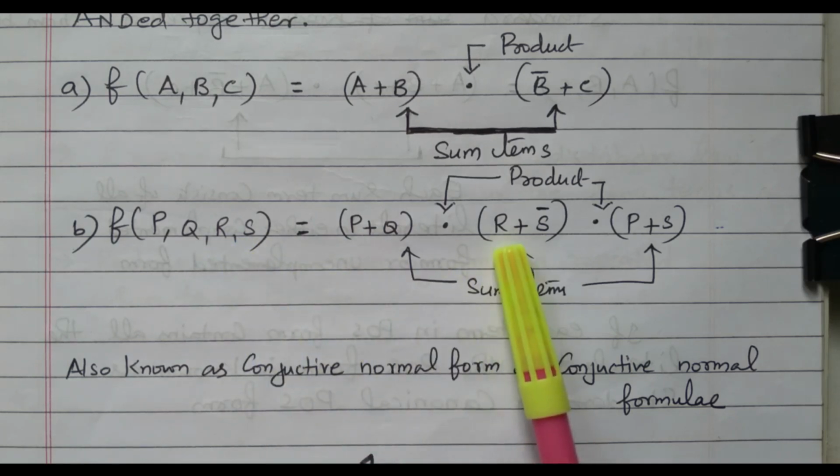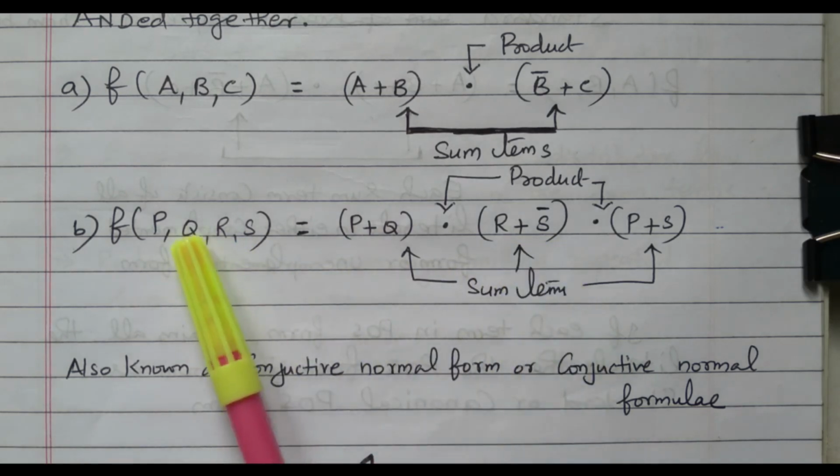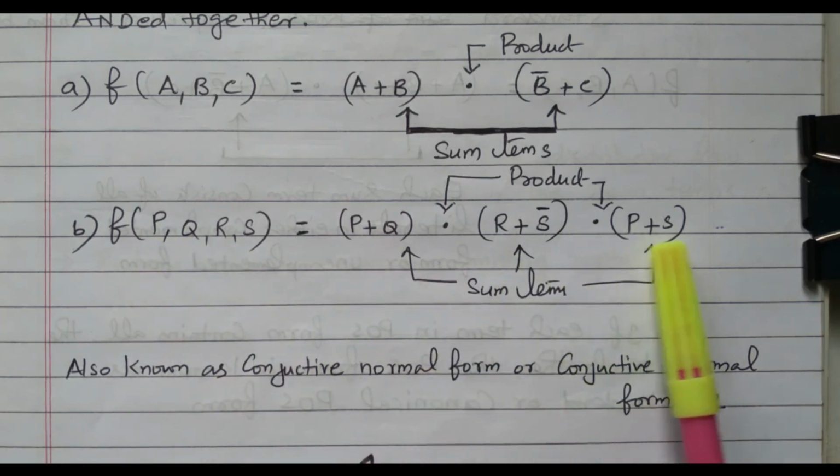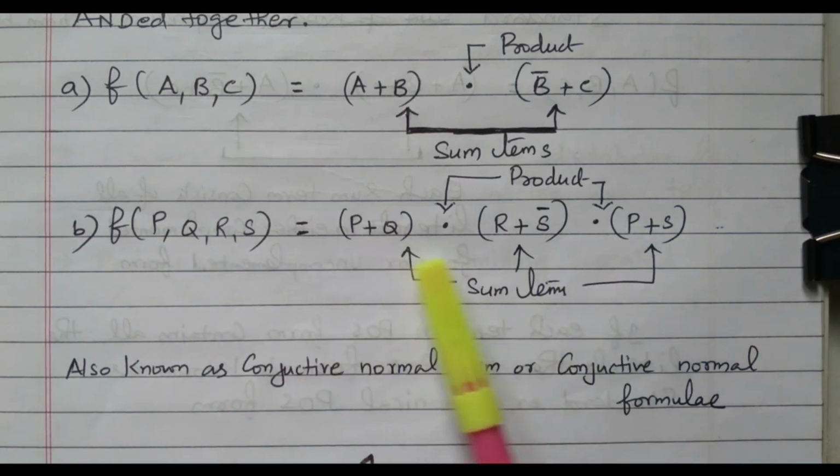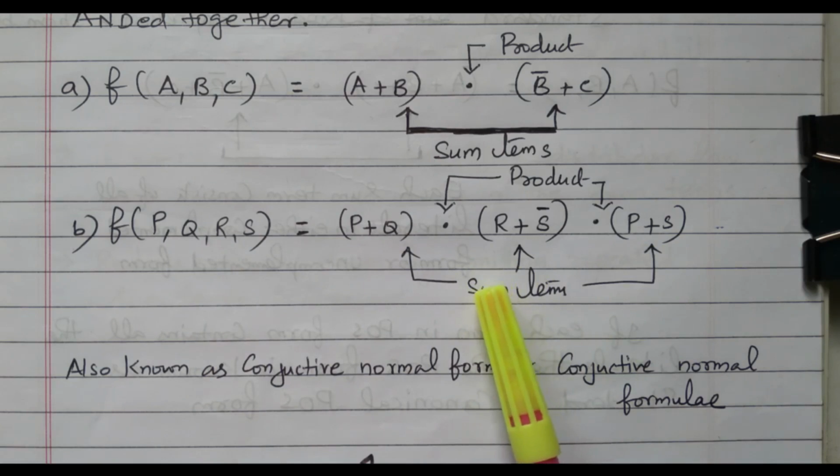Here only R and S are available. P and Q are not available. Here P and S are available. Q and R are not available. So this is not a standard form.